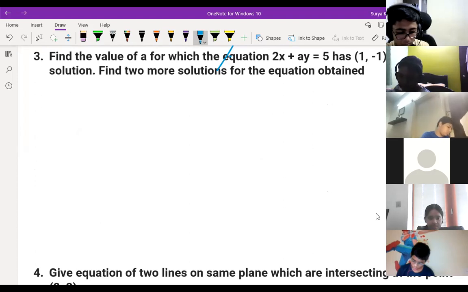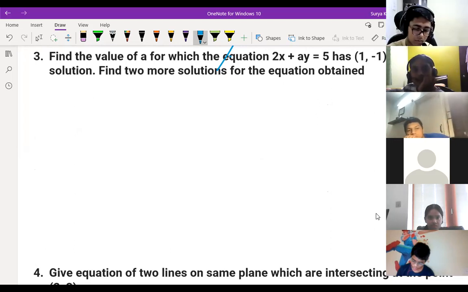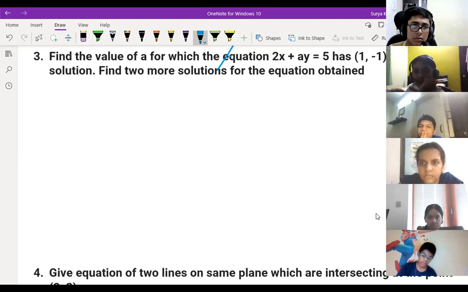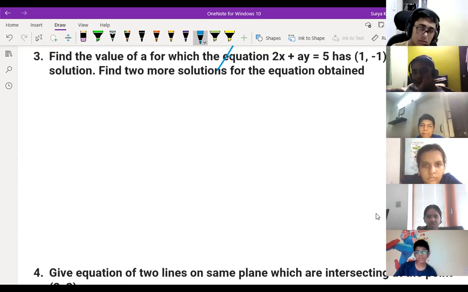So Ashini, you tell me what to do with this. Ashini and Satvik, yes, both. What to do in this question? Anybody else can tell me. Sir, we should substitute 1 for x and minus 1 for y and find the value of a.